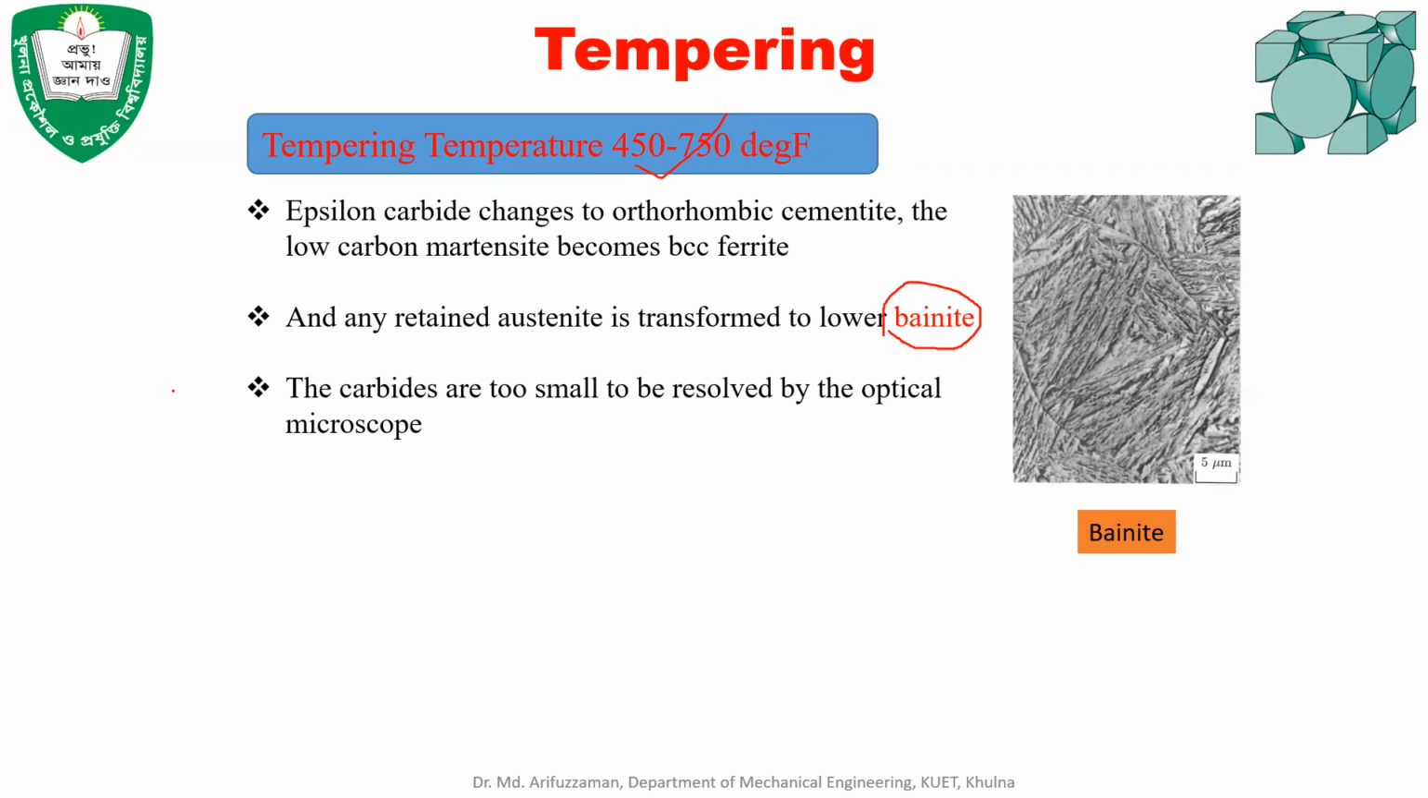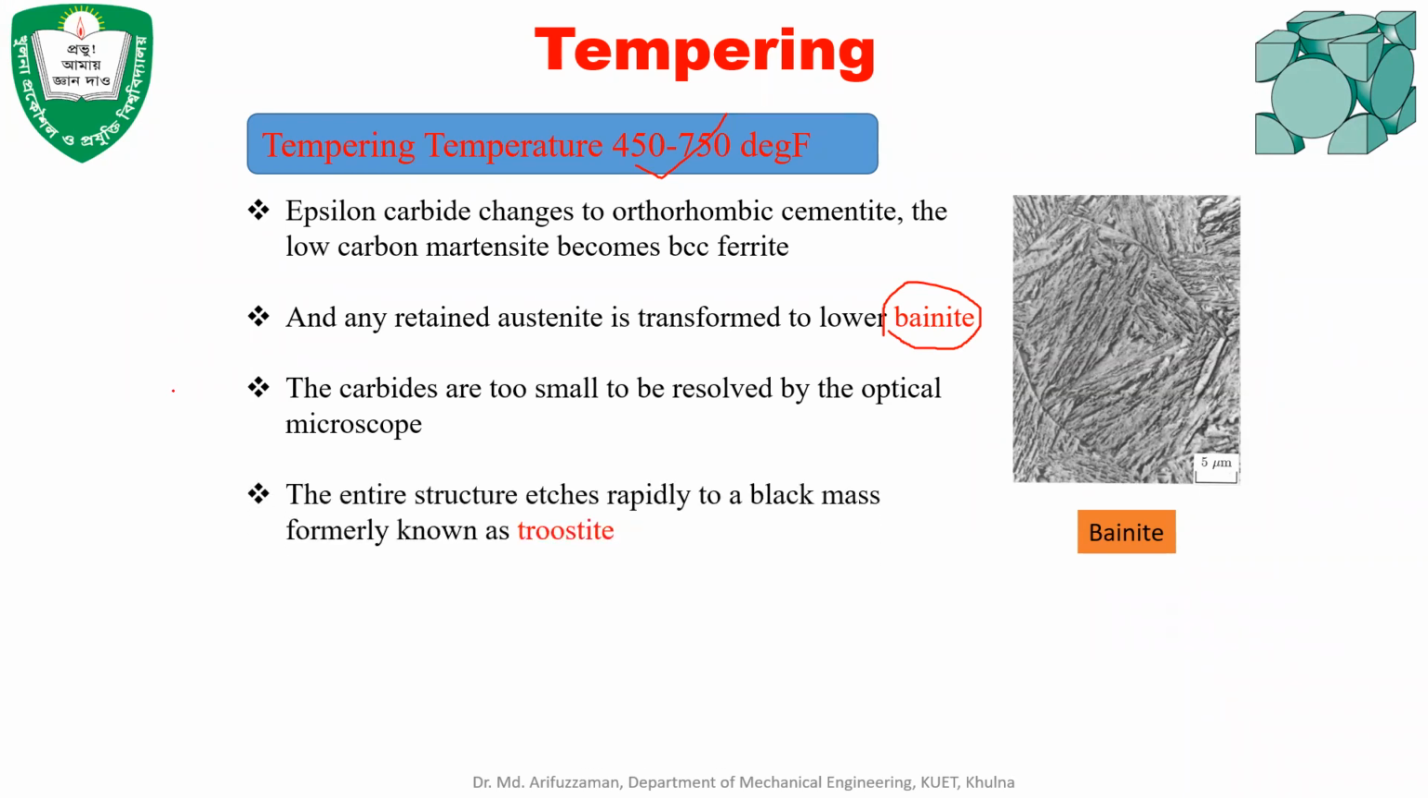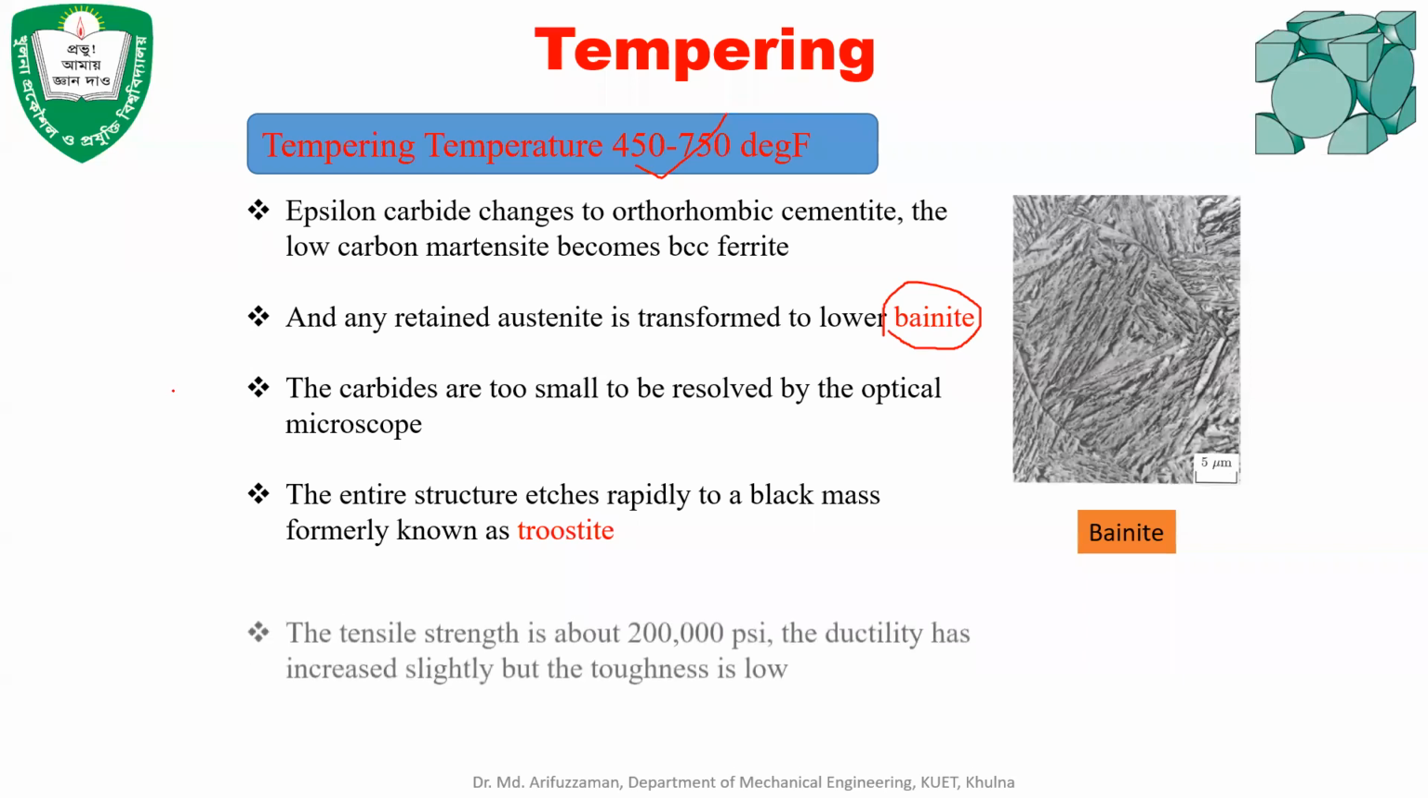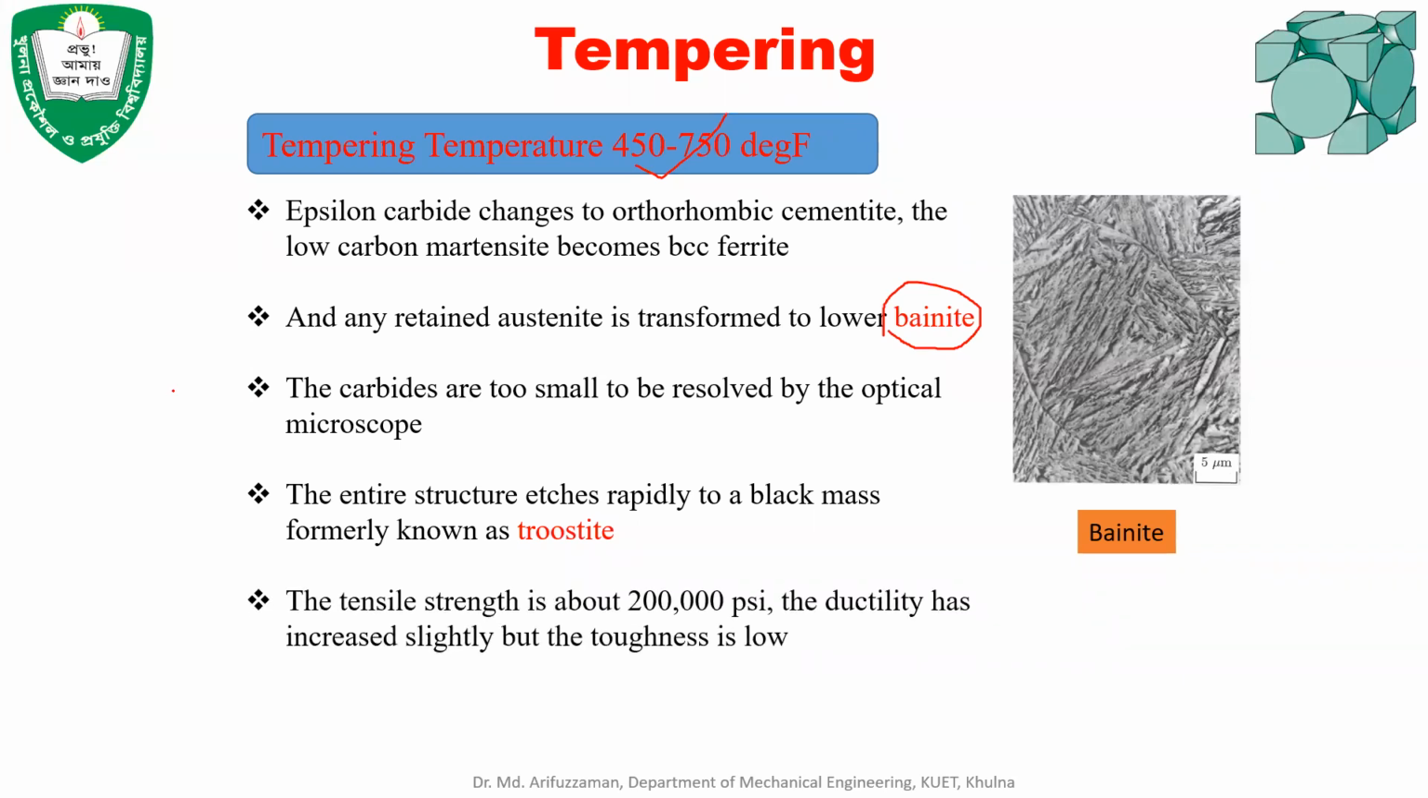The carbides are too small to be resolved by the optical microscope. There is a very small amount of carbides present, and it is very difficult to investigate in the microstructure. Mostly the transformed lower bainite is seen here, and the entire structure etches rapidly to a black mass formerly known as troostite. When you etch it, the entire mass looks very black, and the structure is called troostite. The tensile strength is very high, 200,000 psi, and ductility increased slightly, but toughness is still low.